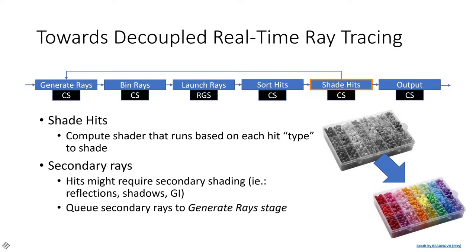And this next stage is when the hits are shaded. Again, in a compute shader where basically the shader runs based on each hit type to shade. By grouping common work items together, like materials of a certain type, again, you're helping the GPU here. And this is also where you might launch secondary rays for things like reflections or shadows or global illumination, for example. And those would enqueue back into the ray generation stage.